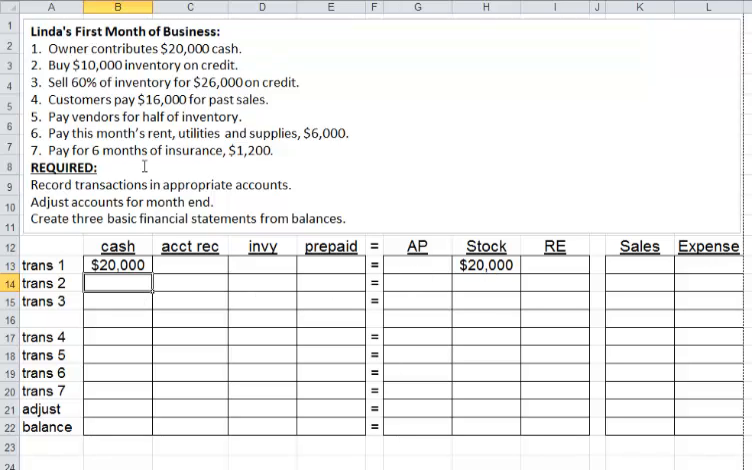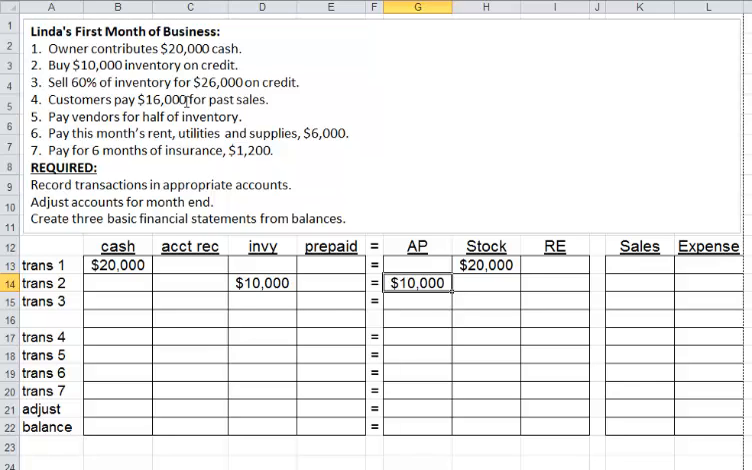Buy $10,000 inventory on credit, so we're not going to write a check because we're going to buy it on credit. So inventory would go up and we would owe the vendor for that, so that would be a debit to inventory, credit to accounts payable. Notice here I'm just showing positive and negative to know if the account's going up or down, and then we would have to review debits and credits to know whether we need a debit or a credit to get that movement of increase or decrease.